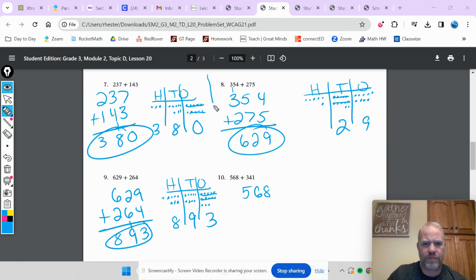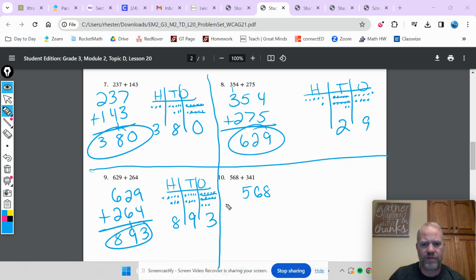568. Man, I could probably use a little line here to help me stay organized. 568 plus 341. And now we have hundreds, tens, ones. So we have 5 hundreds, 6 tens, 8 ones.